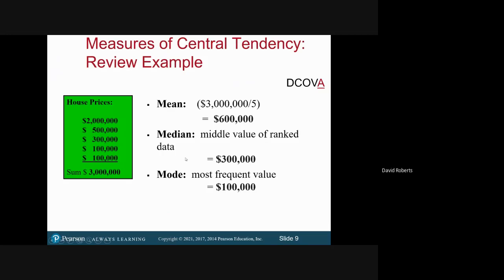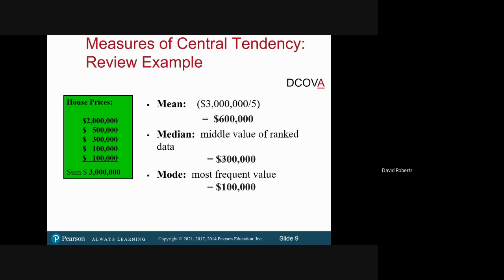So in this particular case, we've got a list of housing prices. We calculate the mean is 600,000. The value of the middle position, because there's 5 of them, is 300, and the mode is $100,000. So they all give us different values, and they describe the data differently. So it's not just about average. The most reliable is actually median.